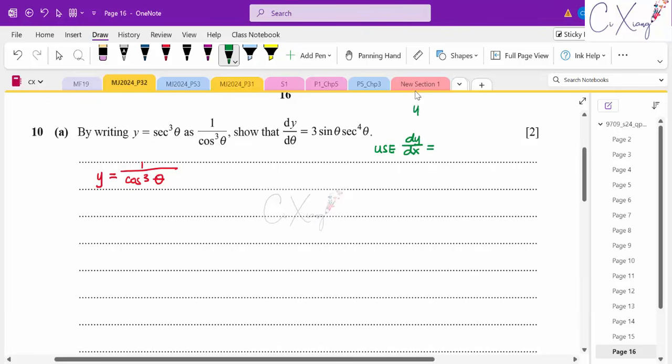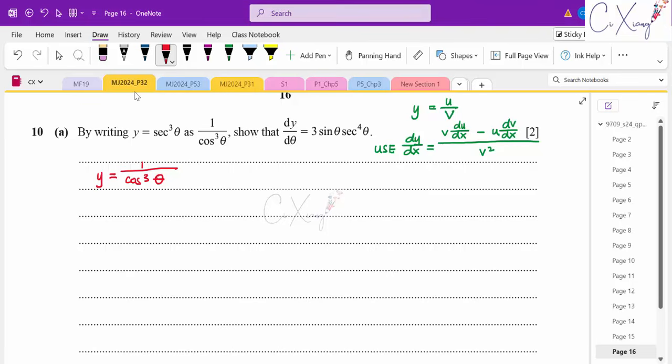If you have y equals u over v, which is in fraction form, then dy dx uses the quotient rule, and the formula looks something like this: you square the denominator, copy the denominator, differentiate the top part first. After that, minus, copy the top part, differentiate the denominator. So this is basically the general formula for the quotient rule. Let's have a look at our dy d theta here.